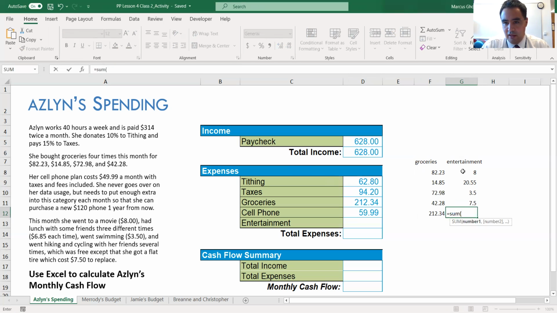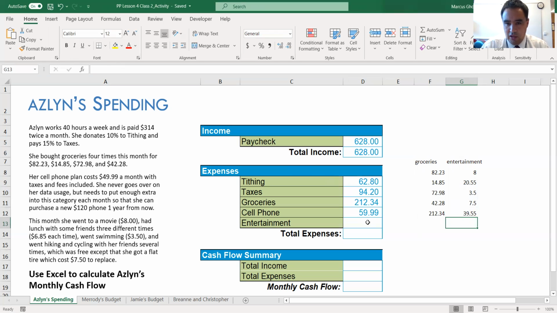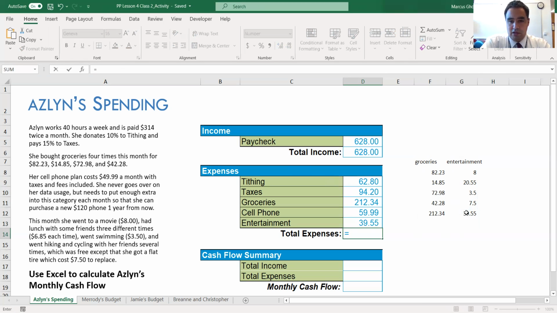So let's put that in the entertainment part of the budget because that's what she uses it for. So she is spending $39.55 under entertainment. Let's sum everything up here. Sum, and we'll include all of these values, D9 to D13. You could put a parenthesis on, or if you hit enter, it'll take it for you.